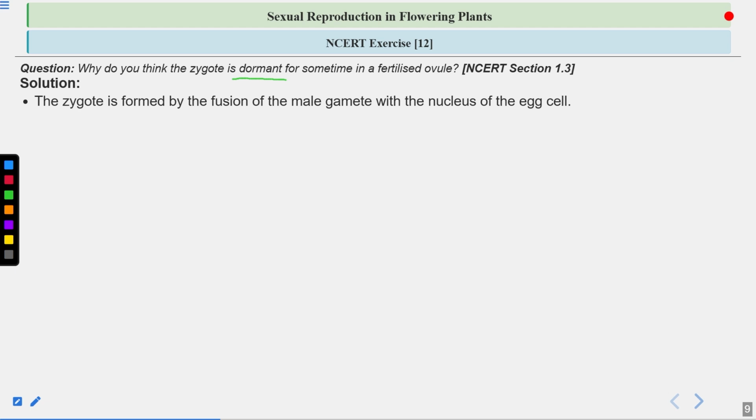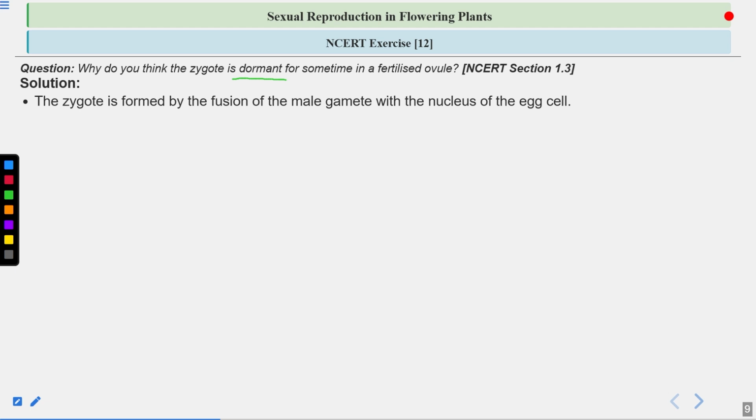No activity is taking place here, only the diploid zygote is there. Diploid means it is the result of the fusion of one male gamete and one egg, right? One female gamete and one male gamete. So that is the result of the syngamy, the zygote. No division taking place, no activity is there, right? So that is in the dormant stage.